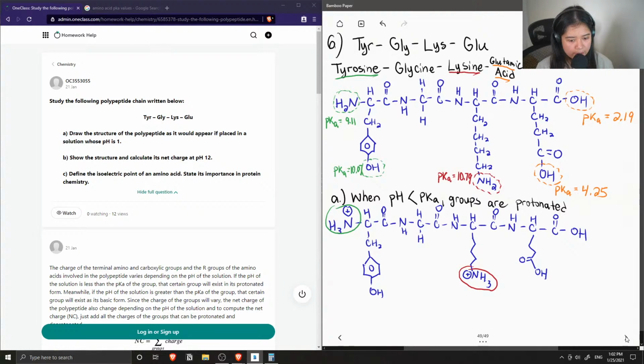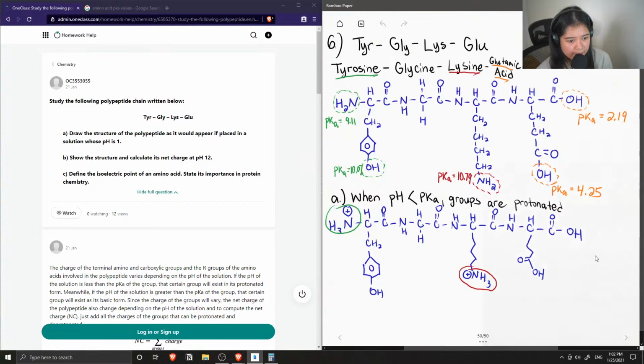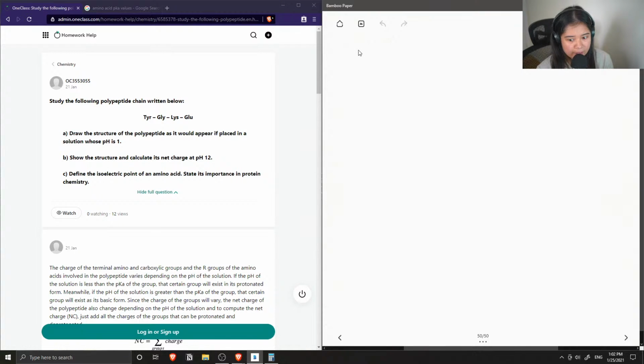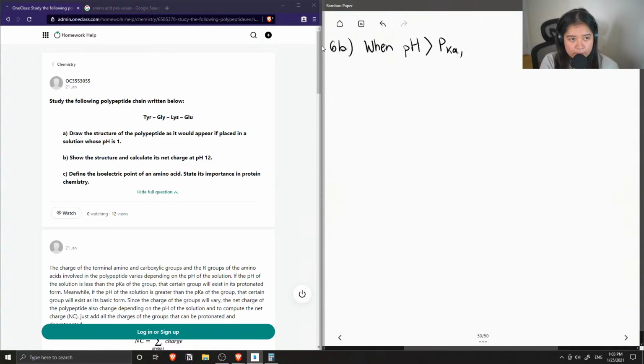Okay, so now let's do the second part of our question. Show the structure and calculate its net charge at pH 12. So I'm going to start a new page. Obviously, I don't think I can fit everything there. So this is for 6b. And the pH is now greater than our pKa values. So when the pH is greater than your pKa, this means that the groups are deprotonated.